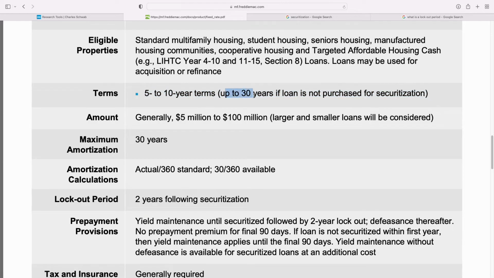How long can you use this loan for? The terms are generally 5 to 10 years, and you can have up to 30 years if the loan is not purchased for securitization. Securitization is basically when a lender takes the loans, packages them up in different tranches, and then sells them to investors so that investors can collect money on it. That's the simplest way to explain what securitization is.